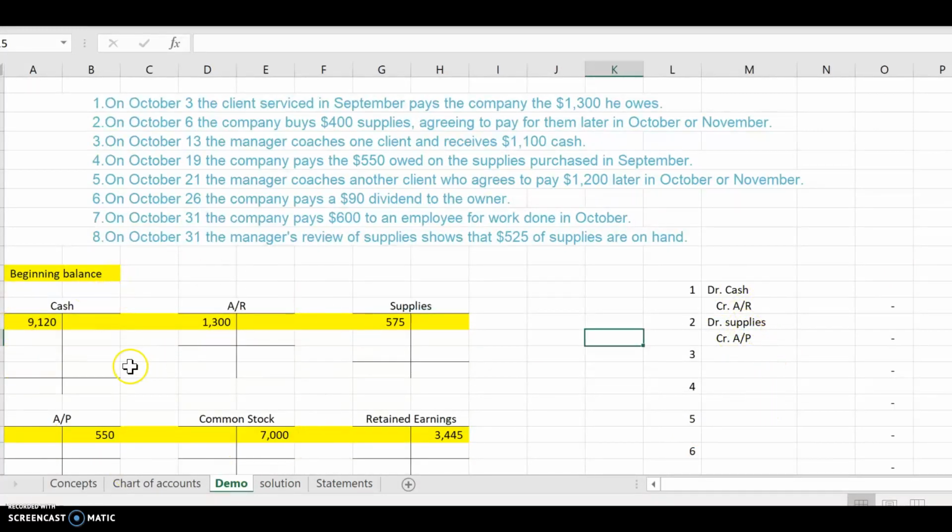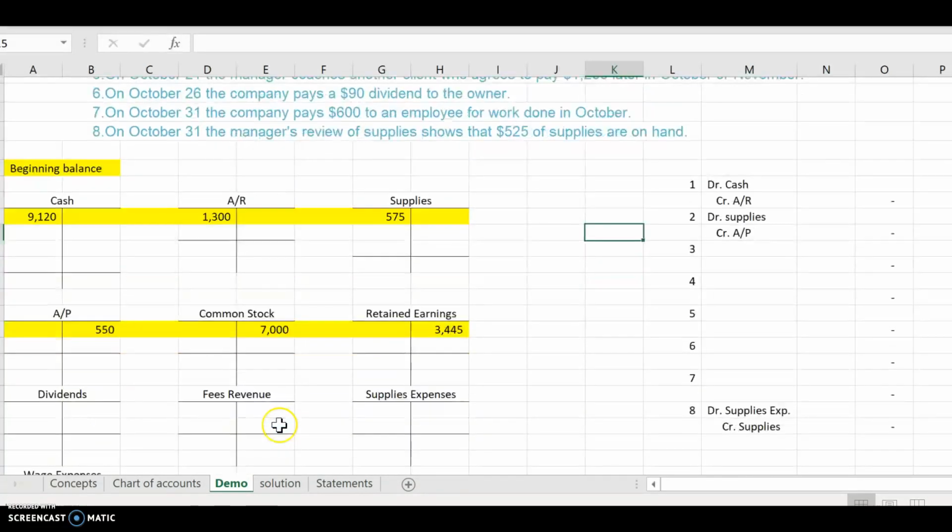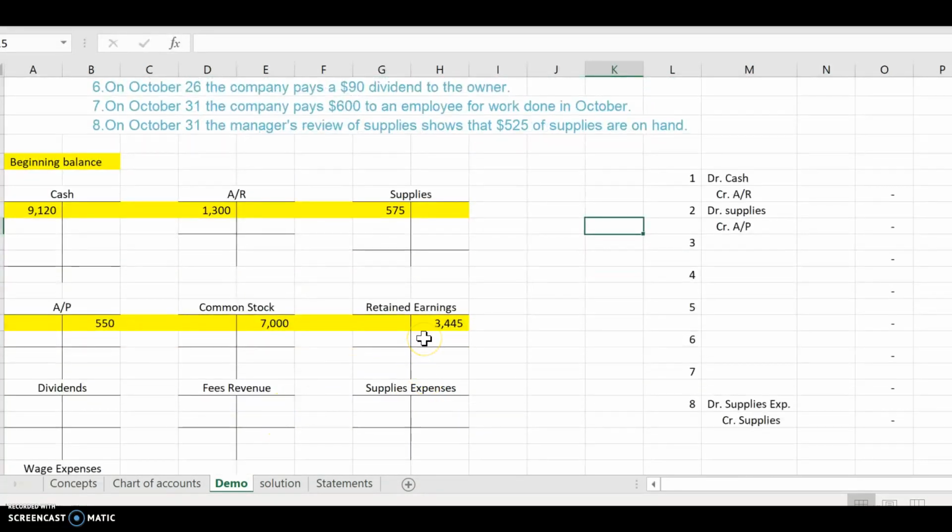This is your ledger, okay? Remember, we use T accounts to serve the purpose of the ledger. So each one is associated with an account and the amount that the account has. I highlighted some of the numbers. Those are the beginning balance of each account, which is from September.